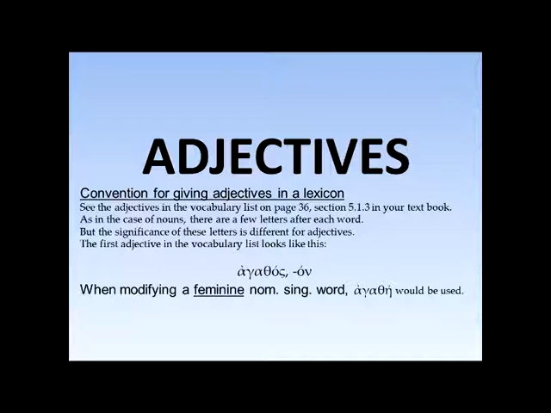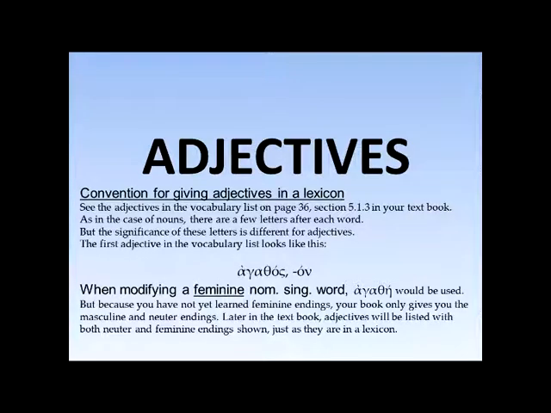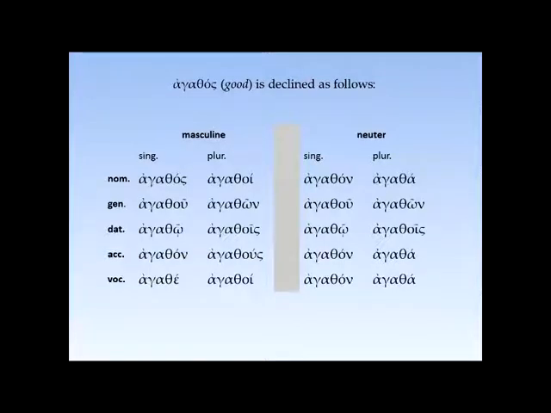When modifying a feminine nominative singular word, agathe would be used. But because you have not yet learned feminine endings, your book only gives you the masculine and neuter endings. Later in the textbook, adjectives will be listed with both neuter and feminine endings shown, just as they are in a lexicon. This is the declension of the adjective agathos, which means good.